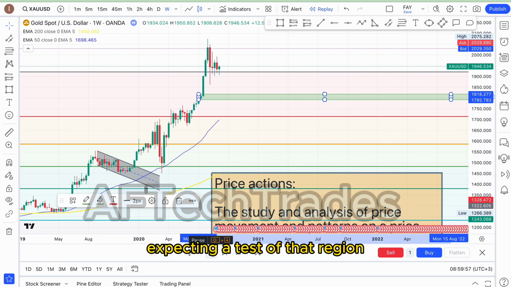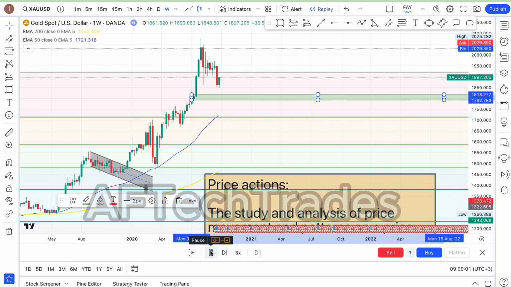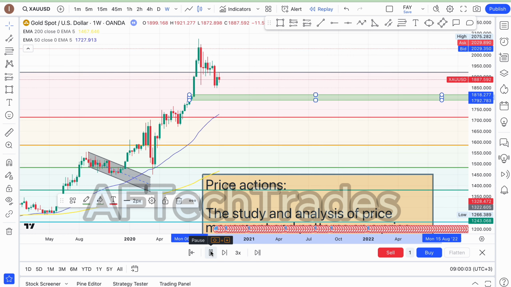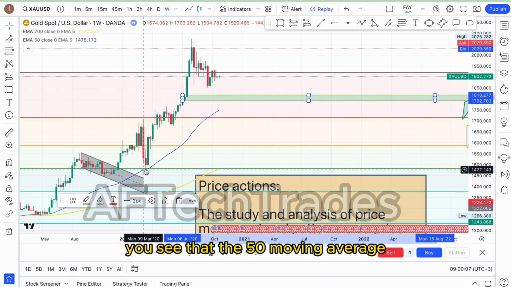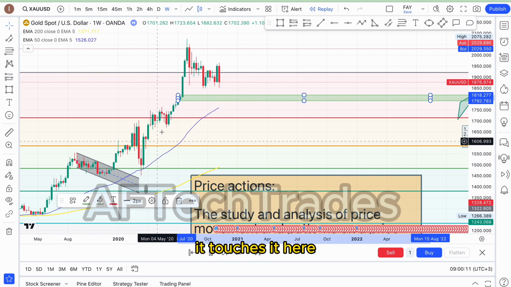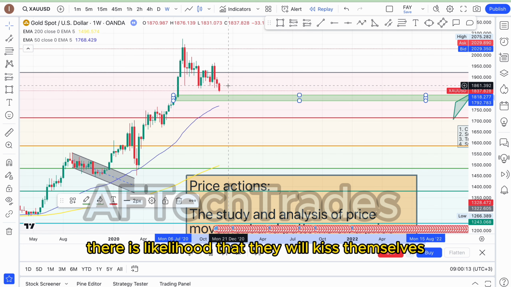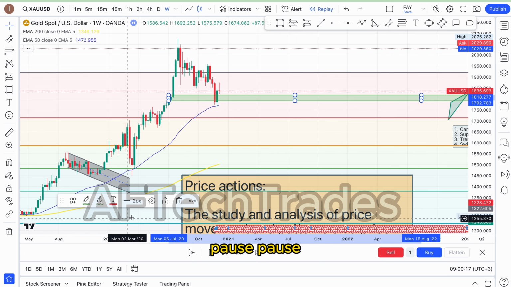I'm expecting a retest of that region. Usually also you see that the 50 moving average is also forming a support. Immediately it goes above it, it touches it here. There is likelihood that they will kiss themselves somewhere here. This is the kiss. Pause.